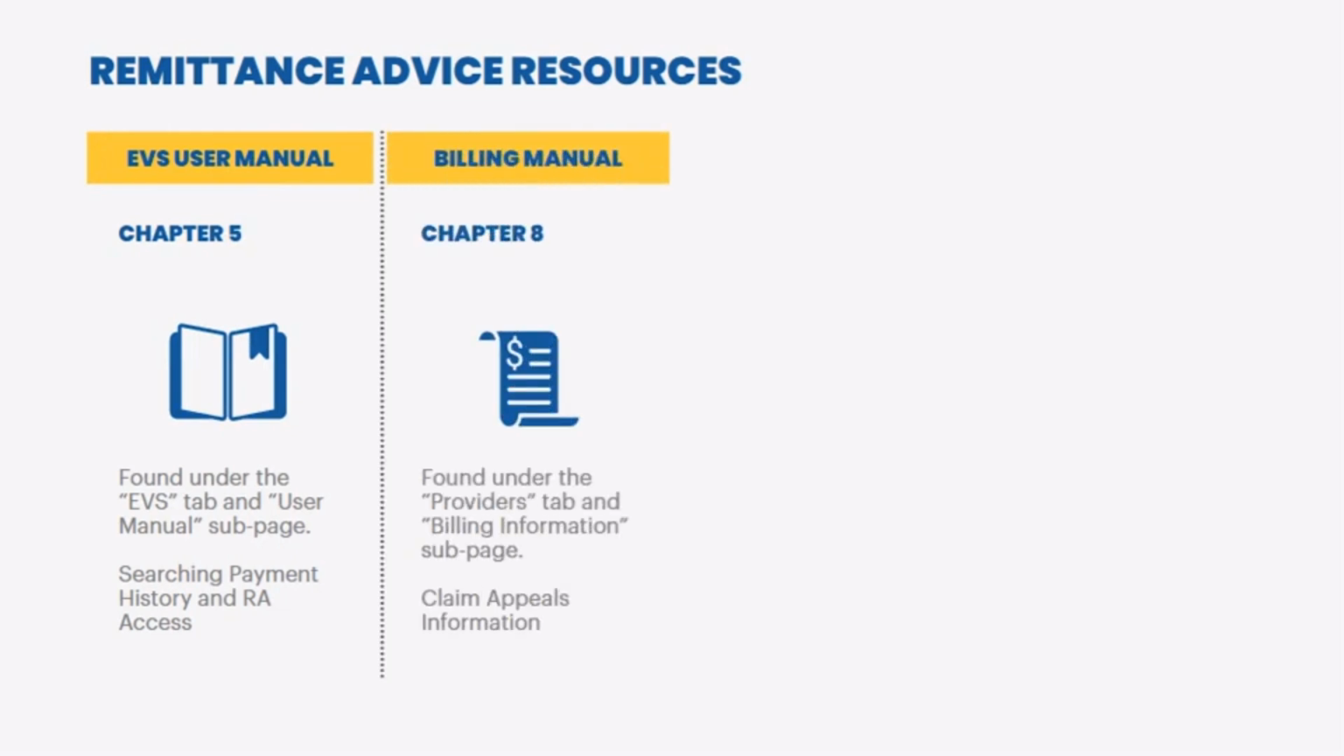Chapter 8 of the Billing Manual will provide detailed information on claim appeals. The manual can be found, in its entirety under the Providers tab in the Billing Information subpage. You may click on Chapter 8 in the table of contents of this document to navigate directly to Chapter 8 for the claim appeals information.